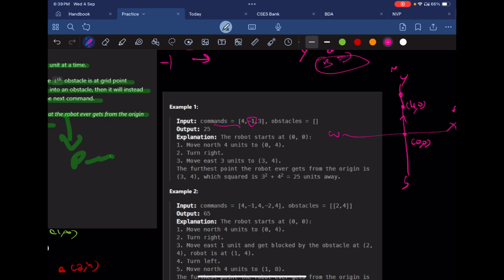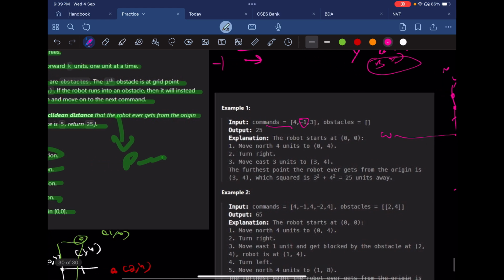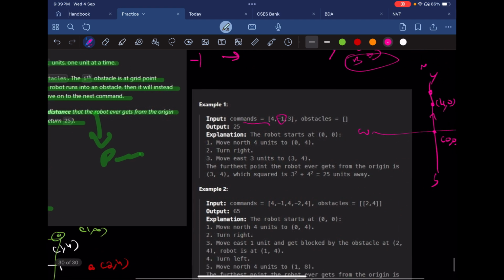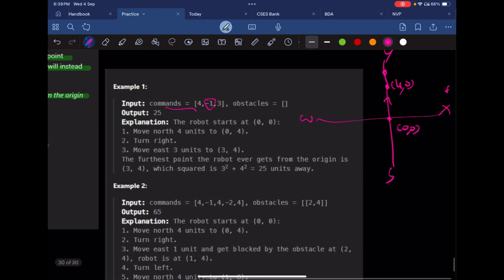So -1 means we have to turn 90 degrees right. Yeah, right. So we turn 90 degrees right. Now, how much do we have to go right? We have just pointed to the right by 90 degrees, so we have to go till 3. So this will become 4, comma 3.